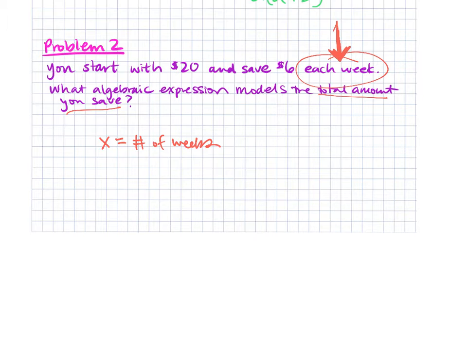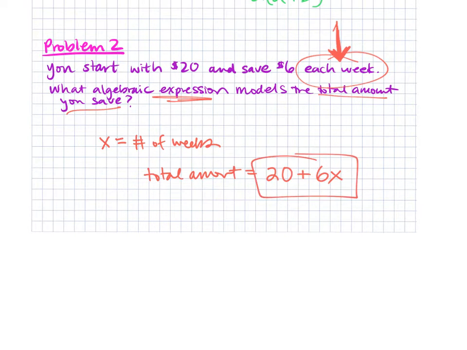First you just want to write the algebraic expression, right? The total amount here is going to be 20, because you start with 20. And then the amount you save is going to be 6 times however many weeks there are. In this case, it's X. This is 6 times X. So this is our algebraic expression that models the total amount you save.